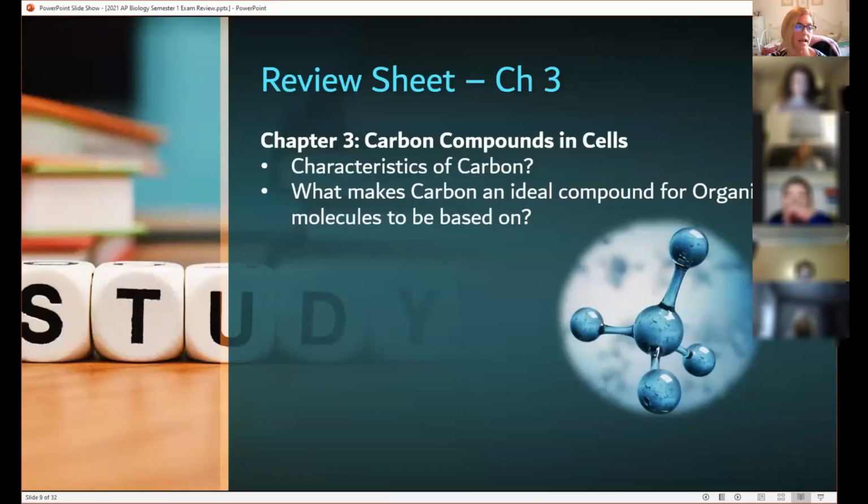Chapter 3, it was asked if you needed to memorize functional groups. There are no functional groups on the test. Carbon and the categories are what you're going to need to know. So characteristics of carbon, like why is this ideal for basing all of our life on it? Because it can make single, double, triple bonds. It can make rings, it can make straight chains, it can branch. So it's very versatile in its bonding, right?